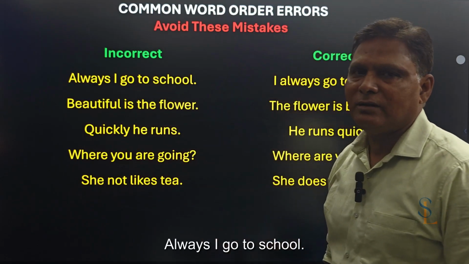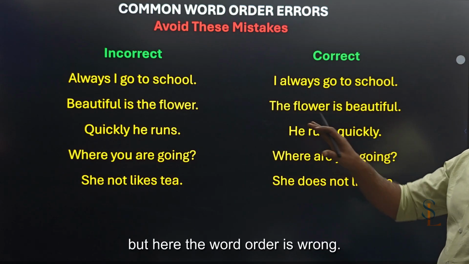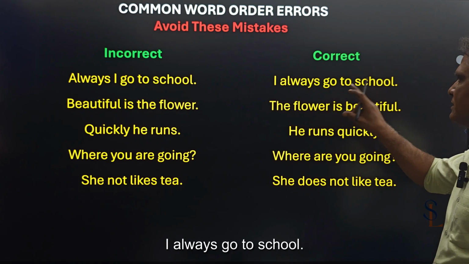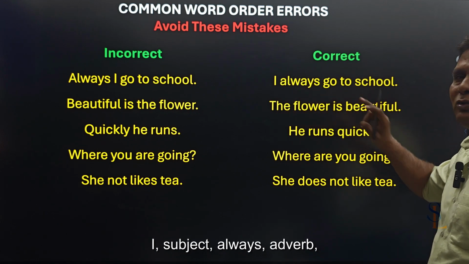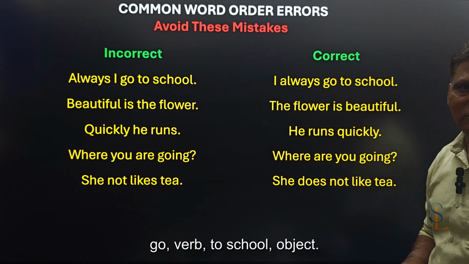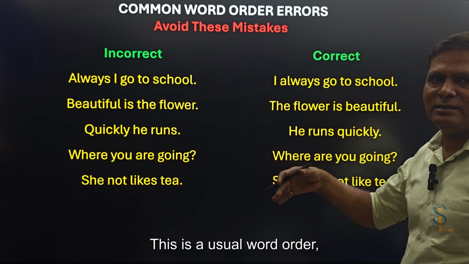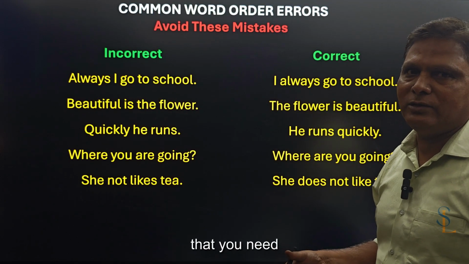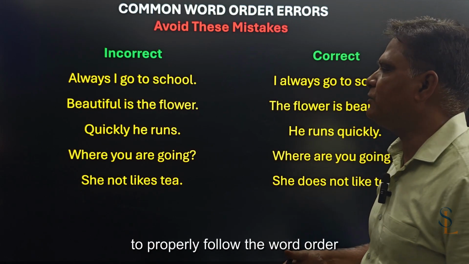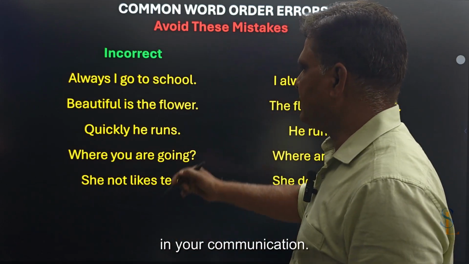Always I go to school. Of course the meaning may not be so wrong, but here the word order is wrong. I always go to school. I is the subject, always is the adverb, go is the verb, to school is the object. So subject, adverb, verb, object, this is the usual word order, and as the English rules say, you need to properly follow the word order to make sentences more meaningful and more effective in your communication.